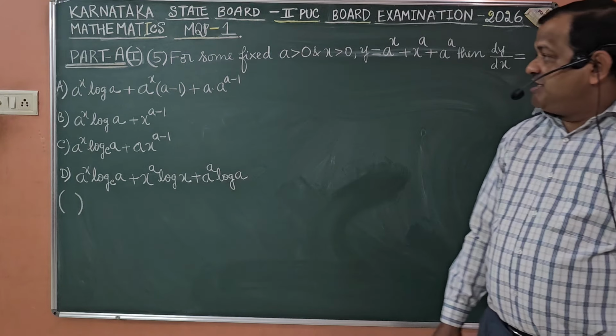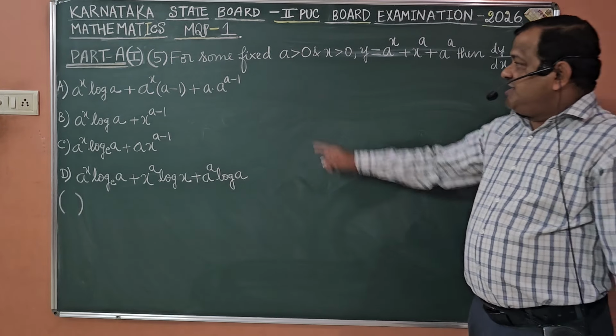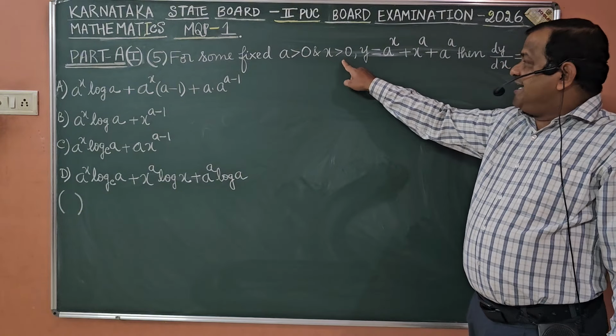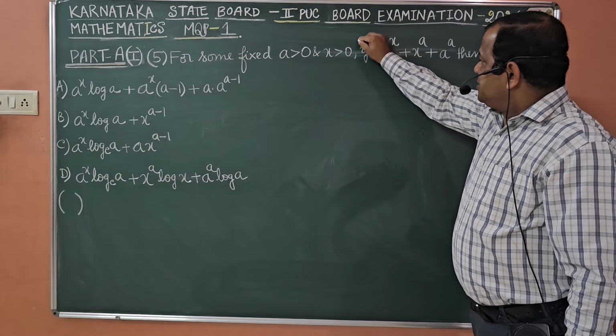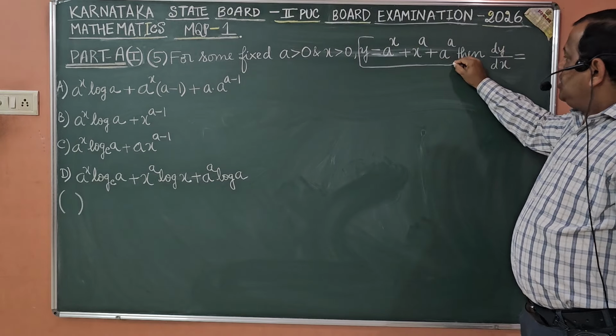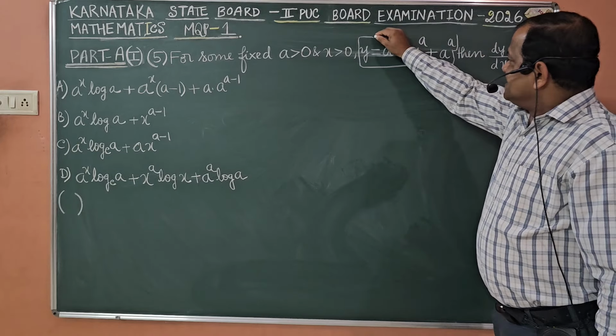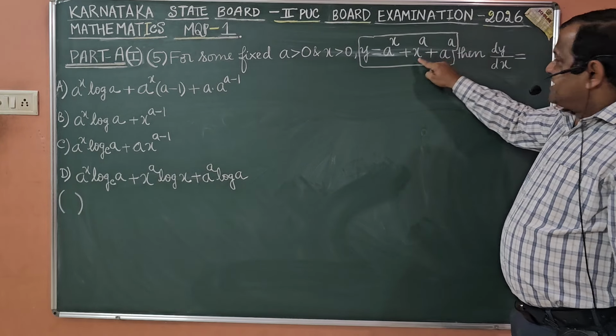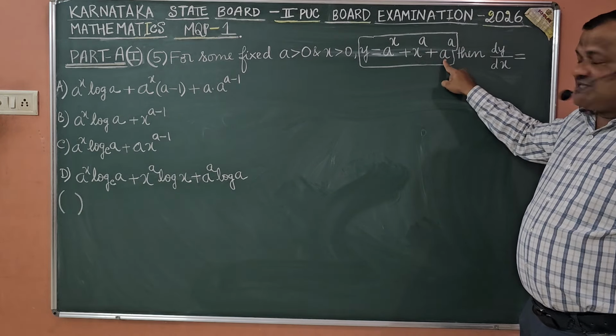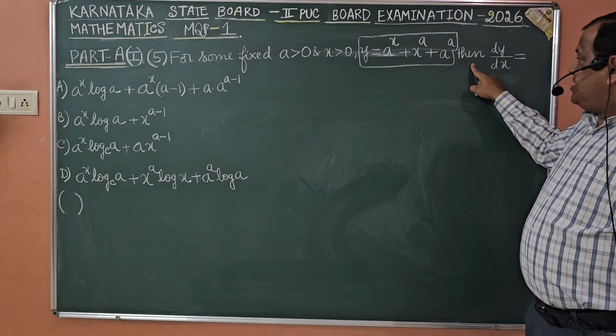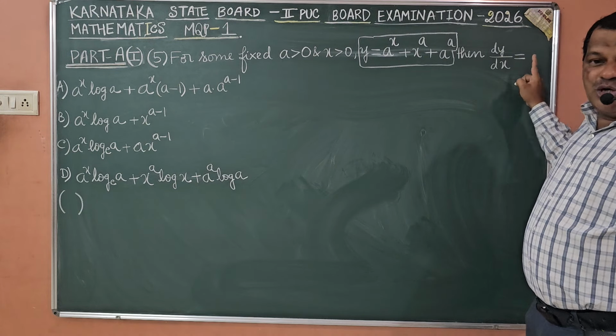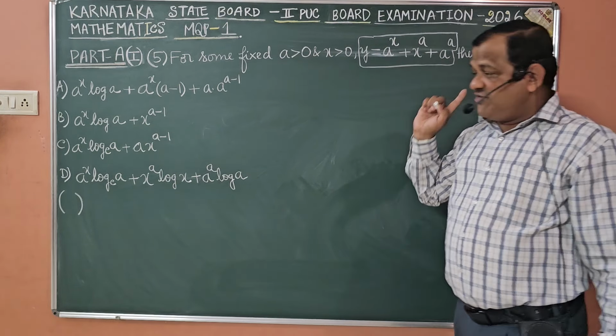Here is the fifth MCQ. For some fixed a greater than 0 and x greater than 0, this is the given function: y equal to a to the power x plus x to the power a plus a to the power a. Then dy by dx is equal to. We have to directly differentiate the function.